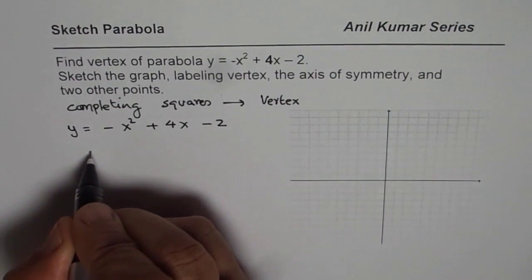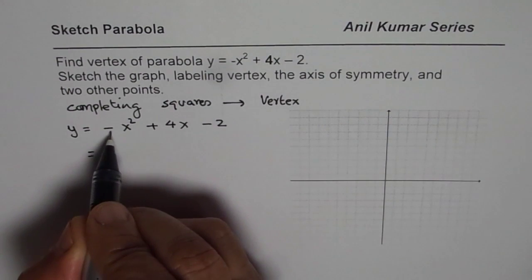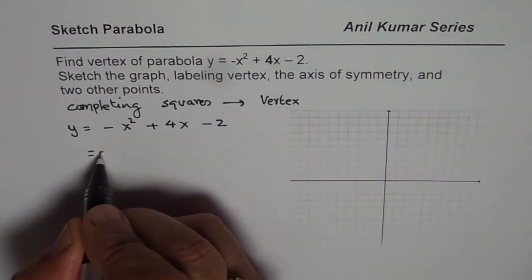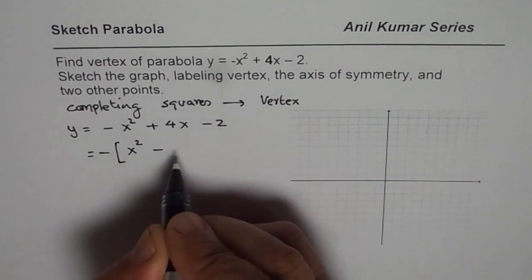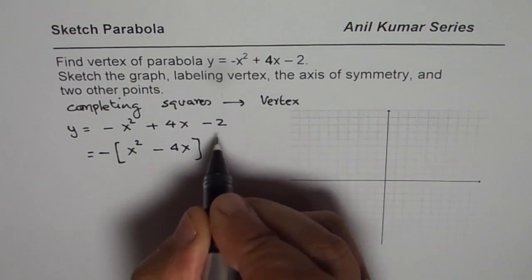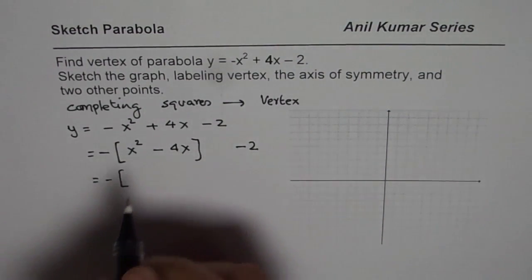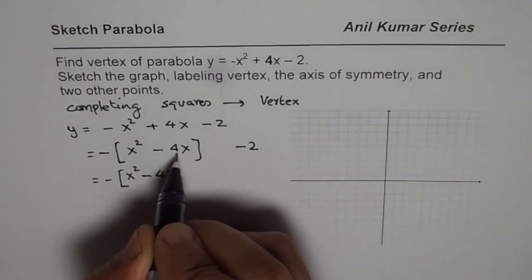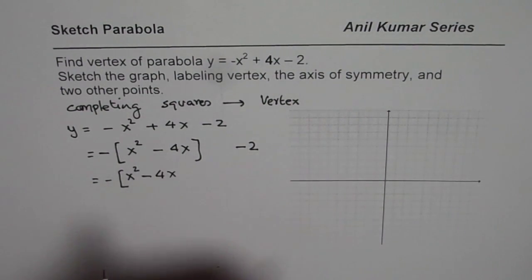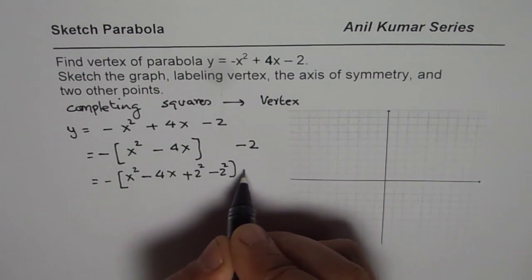To complete the squares, we normally factor out the coefficient of x squared. In this case, it is minus 1. So we'll factor out minus 1 this time. So we get x squared, and since we factored minus 1, it should become minus 4x. And we are going to keep the constant away. Now, the next step is we have to add and subtract the square of half of 4, which is the coefficient of x. Half of 4 is 2, so we'll add 2 squared and subtract 2 squared, minus 2.